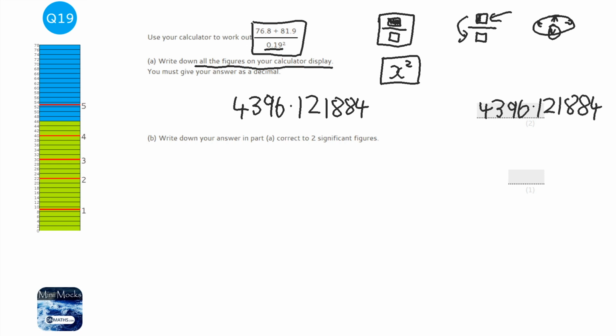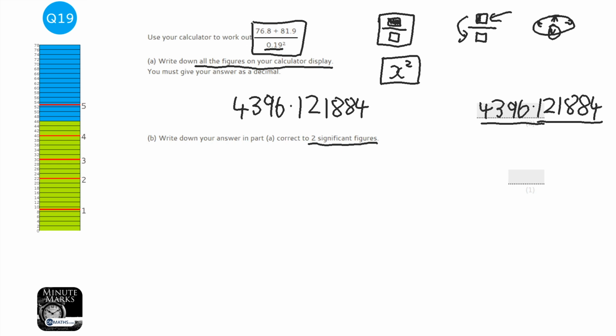Now, if your calculator is set to a mode which shows even more numbers, then normally six digits after the decimal point is more than enough. They won't require you to go to 100 or 200 decimal places. On this question, that's actually an exact amount. Okay, so write down correct to 2 significant figures.